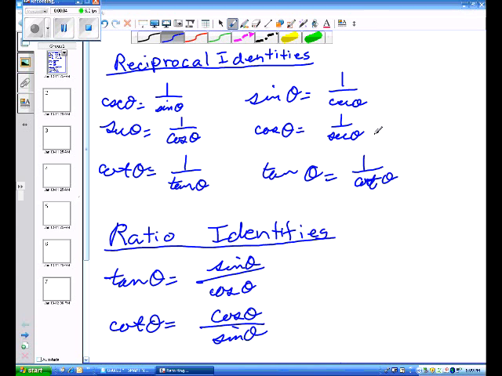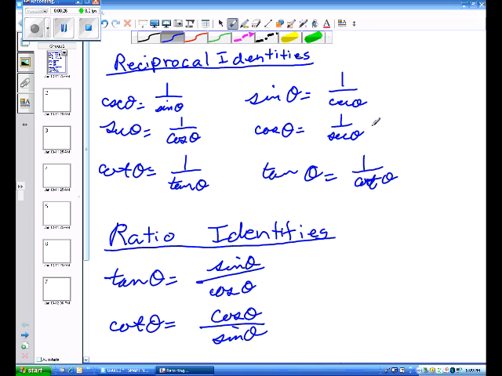Today's lesson, we're going to look a little bit more at our identities, and we're going to look at some of the simplification of our identities, or how we use them to simplify trigonometric expressions. And also we're going to look at how we perform operations, addition, subtraction, and multiplication with our trigonometric identities.